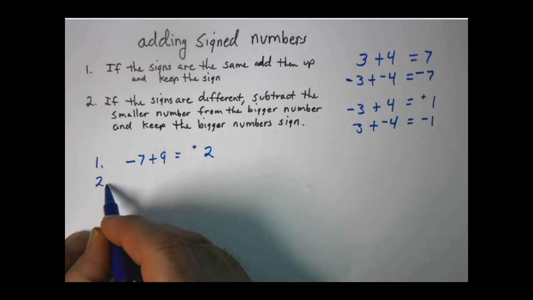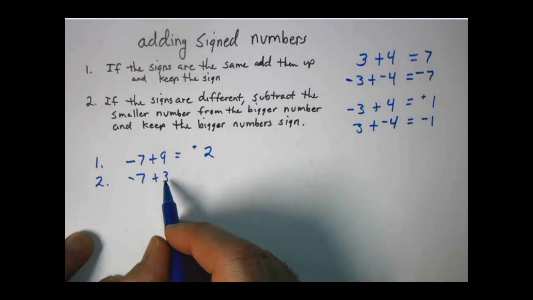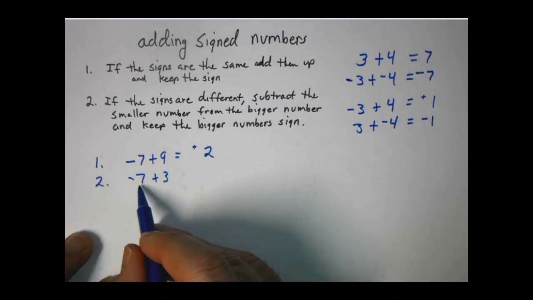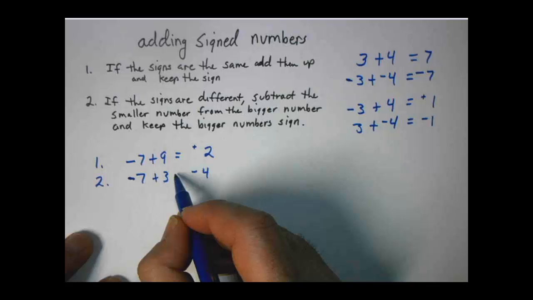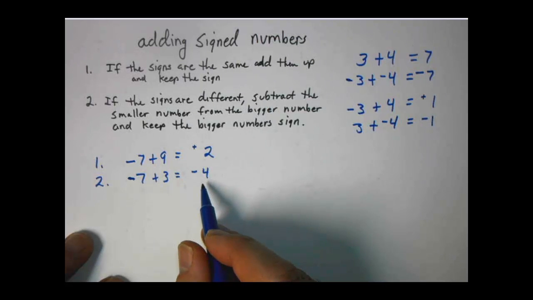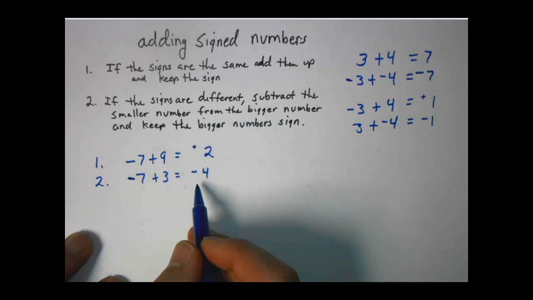Let's do number 2. We have minus 7 plus 3. Okay, we subtract the smaller number from the bigger number because our signs are different. So 3 from 7 is 4. Our bigger number's sign is negative. So the answer would be negative 4. Like we owe $7, we pay 3 back, we still owe 4.